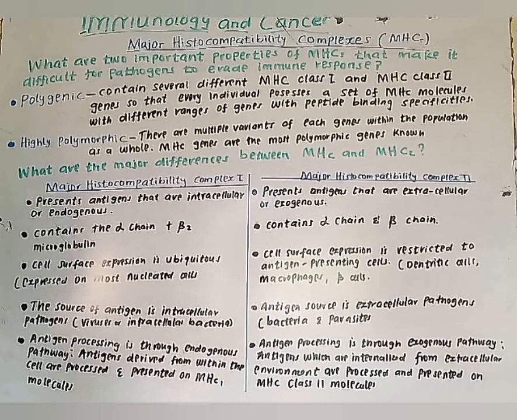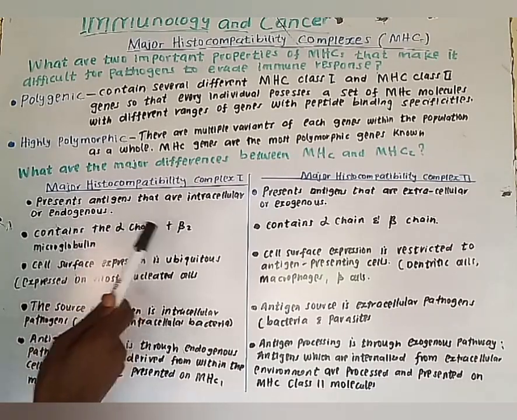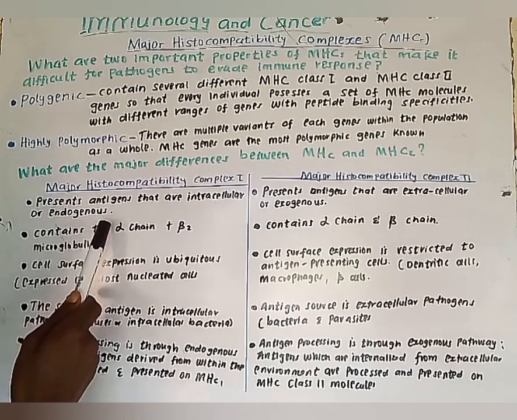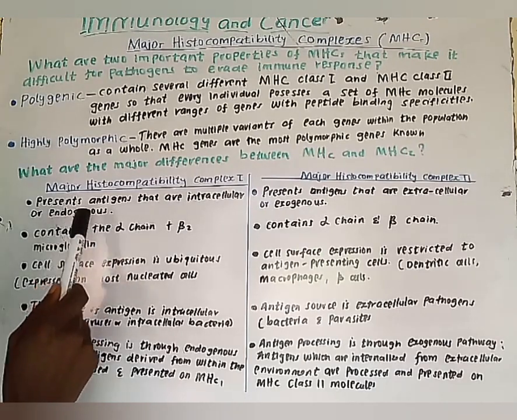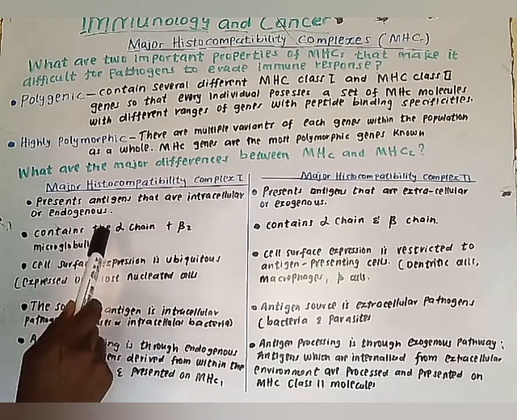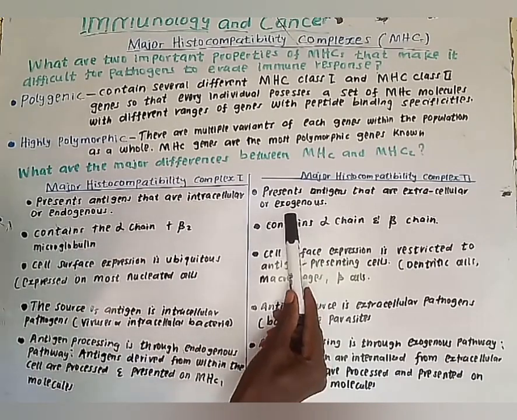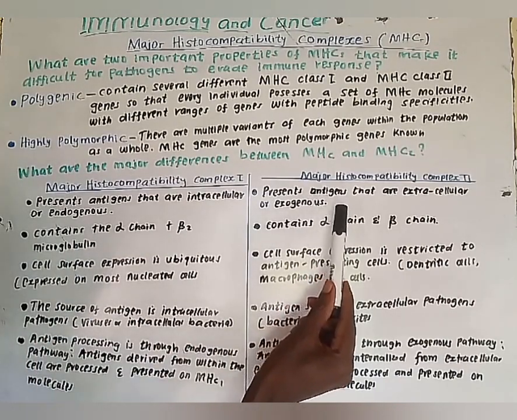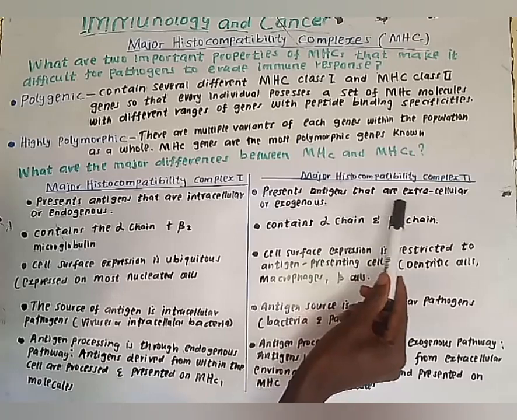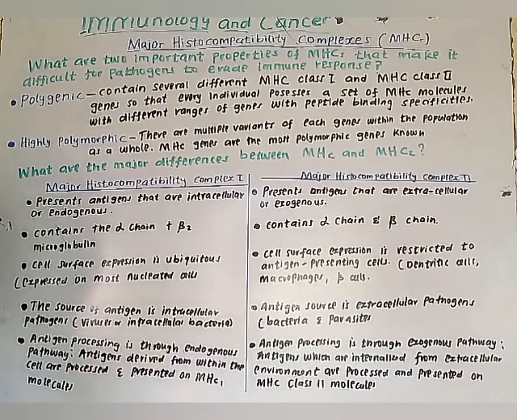So what are the major differences between MHC1 and MHC2? Major histocompatibility complex 1 has the following features. It presents antigens that are intracellular or endogenous. MHC2 presents antigens that are extracellular or exogenous.